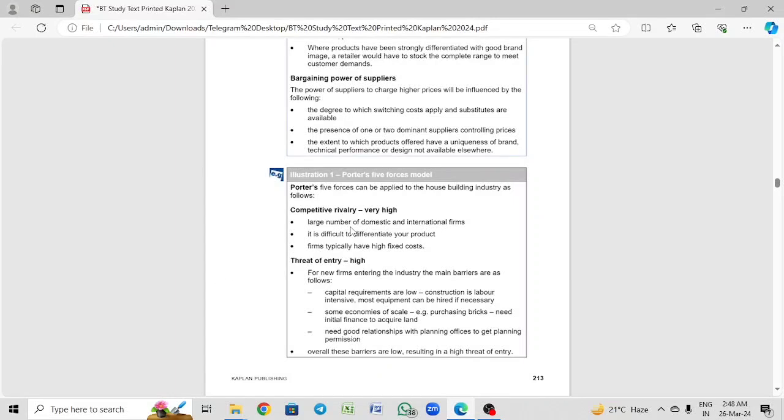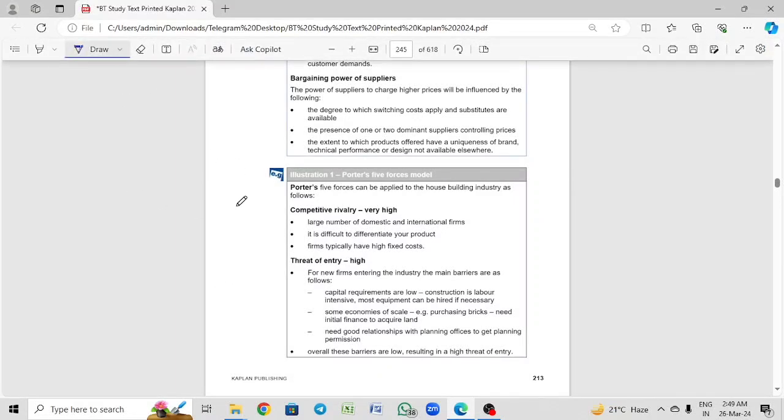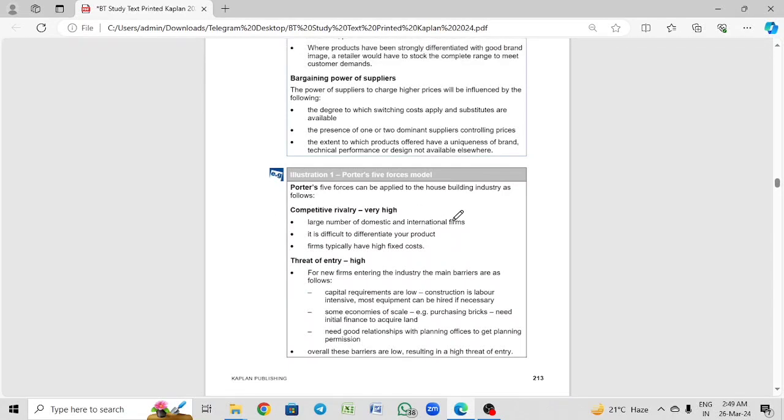For example competitive rivalry, when is the competitive rivalry high? The competitive rivalry is high when there is a large number of domestic and international firms present in the market, ठीक है. It is very difficult to differentiate in the product, okay. There are many similar products, like I told you, the product quality is not an issue for the customer, okay, and there is a high fixed cost involved, okay.